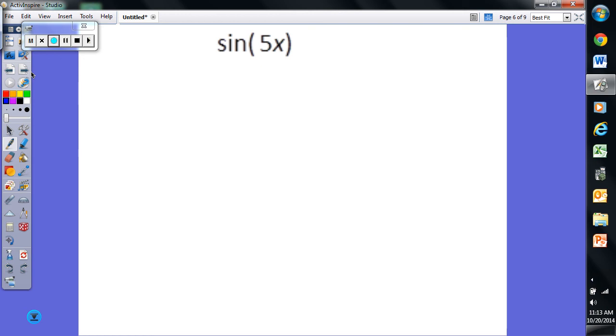The chain rule is most commonly used with trig functions because usually you don't just have sine of x, you usually have sine of something. So the derivative of the outside, the derivative of sine, is cosine 5x, and then times the derivative of the inside, which is 5. So the answer to this would be 5 cosine 5x. This is where it shows up the most.